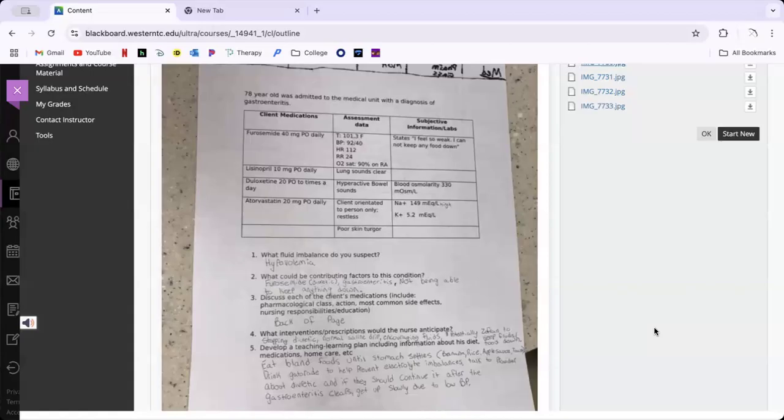Okay, so we have gastroenteritis and now we have a low blood pressure, a high heart rate, and a high respiration rate. Lungs are good. Hyperactive bowel sounds. Client is only oriented to person and restless. Does that concern you? Yes. Do we know their baseline? No, we don't. What could restless tell me?